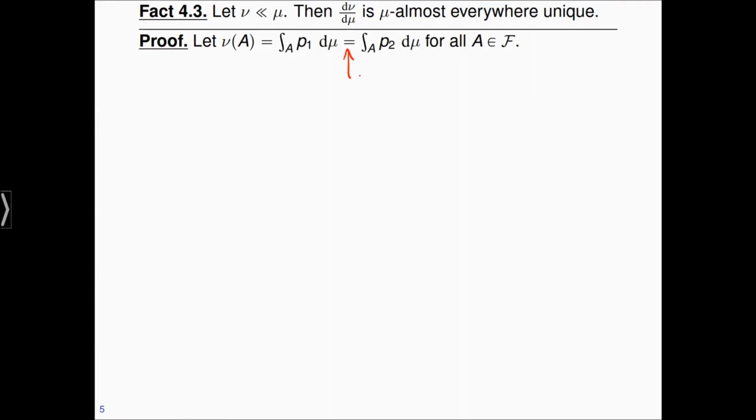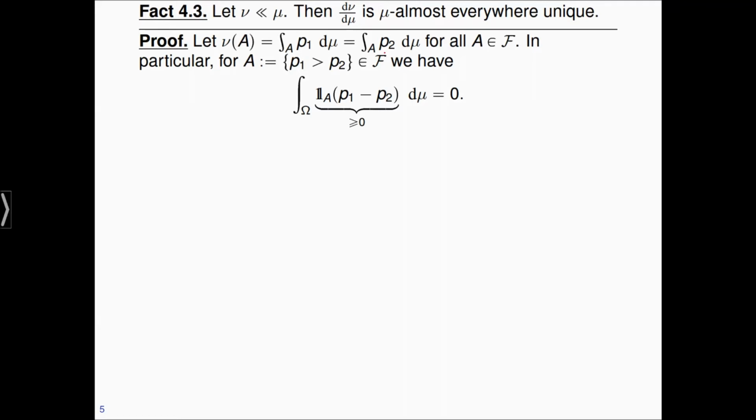We're going to use this equality here for a specific set, namely the set where P1 is greater than P2. So the set of all points omega in Omega such that P1 of omega is greater than P2 of omega. This is a measurable set because the functions P1 and P2 are assumed to be measurable. And if we plug this set in there and we rearrange this equation here, then we obtain that the integral of the indicator of A, where I moved the A from here to the indicator function, times the difference between P1 and P2 is 0. This is the same as this equality here.